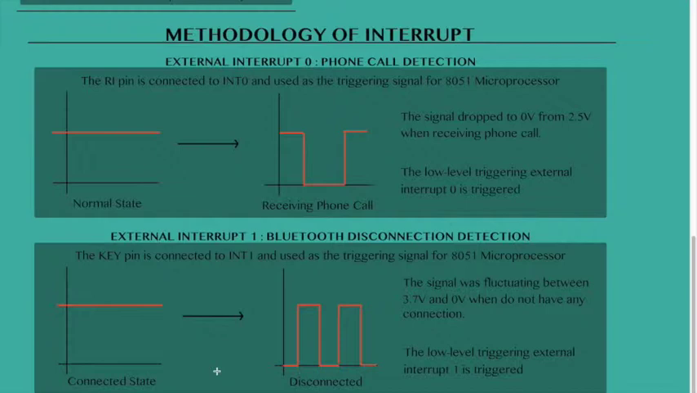And the second interrupt is called external interrupt 1. It is used to detect the Bluetooth disconnection. As the diagram shows, when it is connected, the signal will be maintained at 3.7 volt. However, when the signal fluctuates, it means that the Bluetooth is already disconnected. Therefore, the low-level triggering external interrupt 1 is triggered if the signal has dropped from 3.7 volt to 0 volt. After it triggers, the program will call the buzzer of our hardware to alarm immediately.